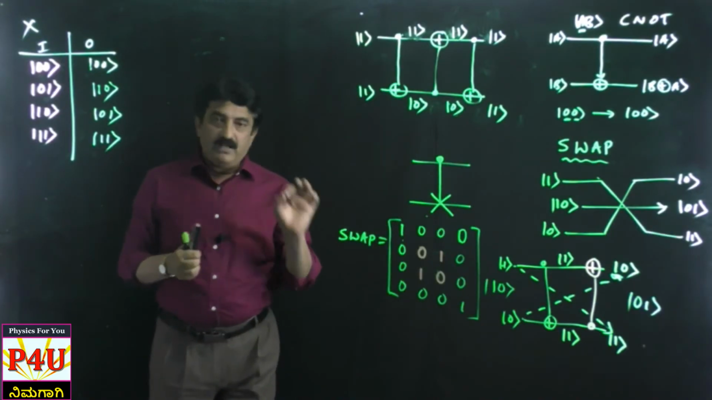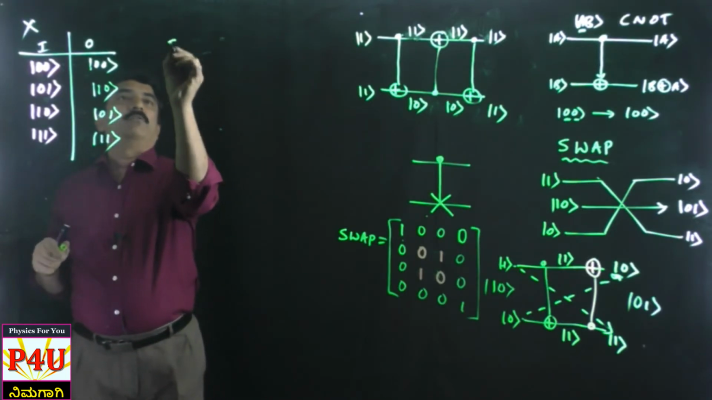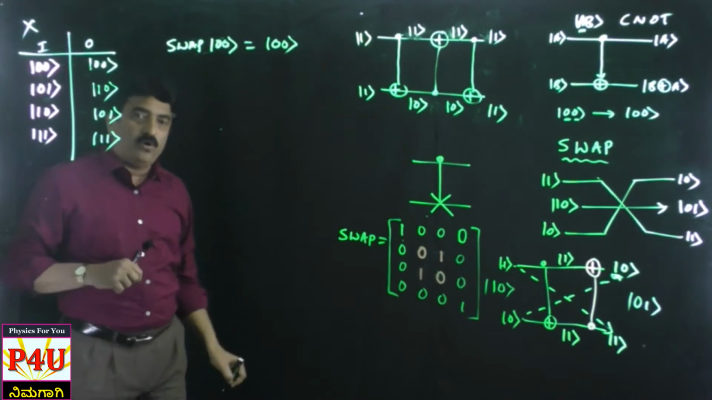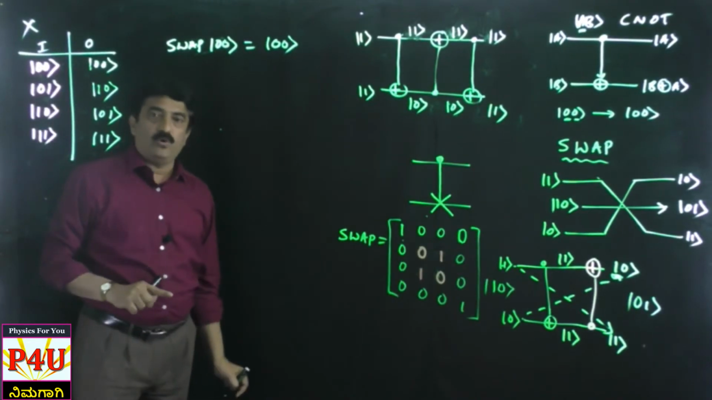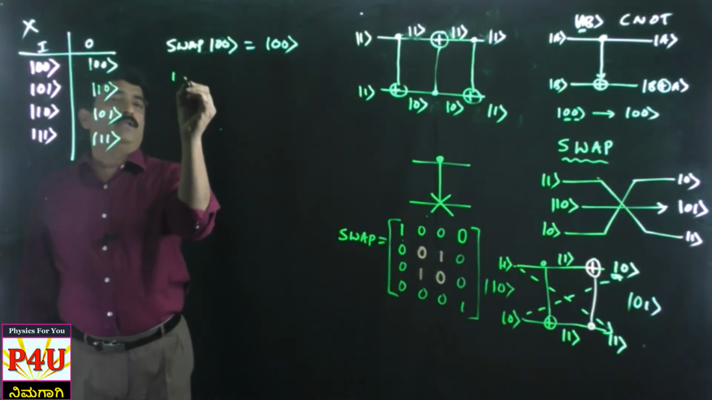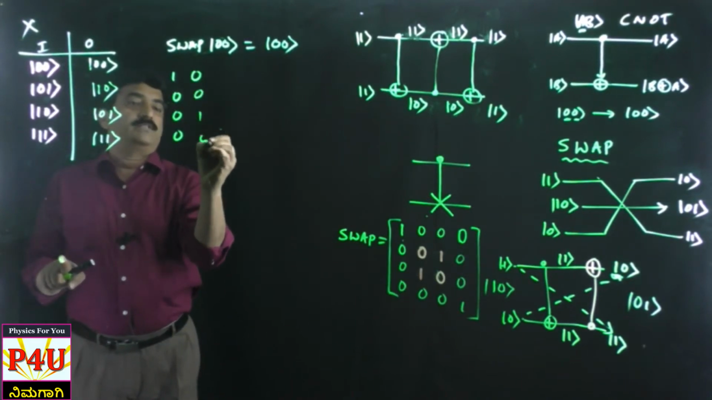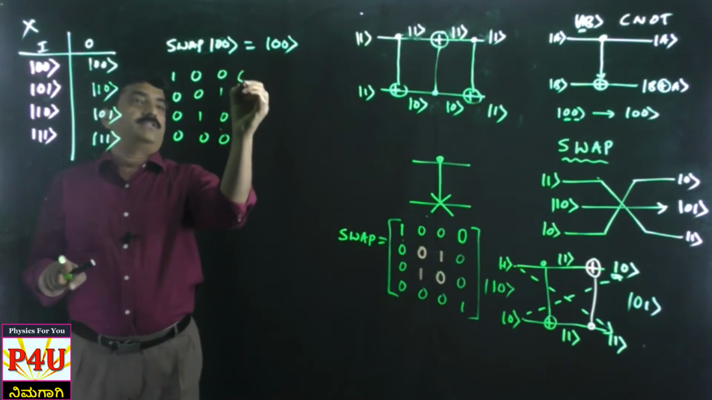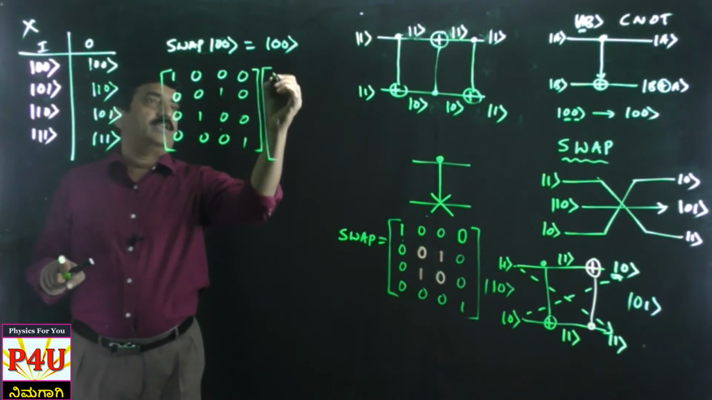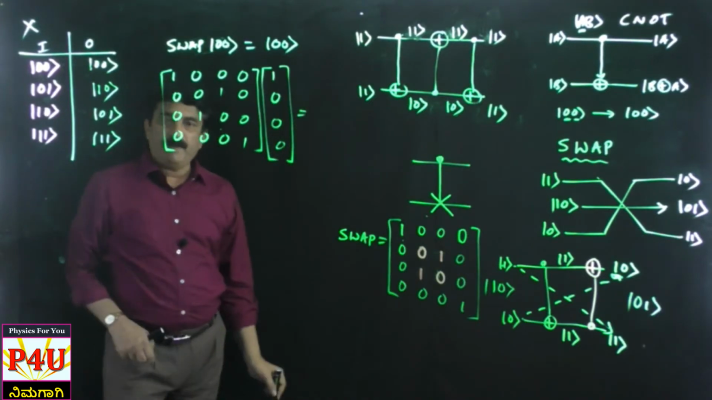Dear students, I will now give you a small task. What task? Show that when swap acts on my 0 0, it remains as 0 0 only. Sir, how to do this? Already you know. For swap, you write the matrix form: 1 0 0 0, next 0 0 1 0, next 0 1 0 0, next 0 0 0 1. This is now operated on my 0 0 state, 1 0 0 0. That's all. Okay. Now multiply and simplify.